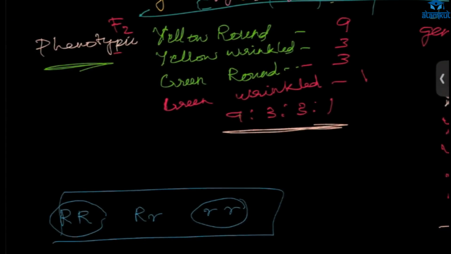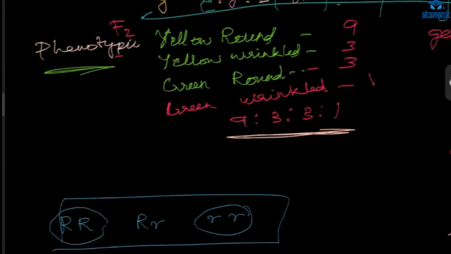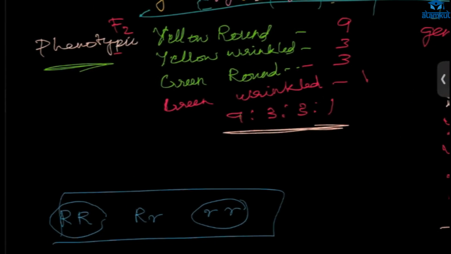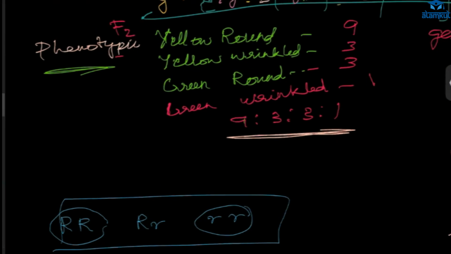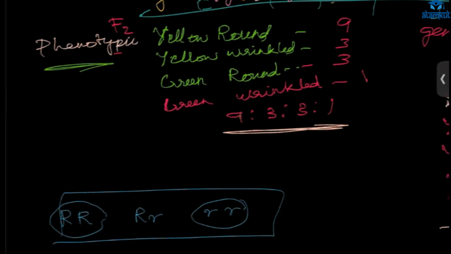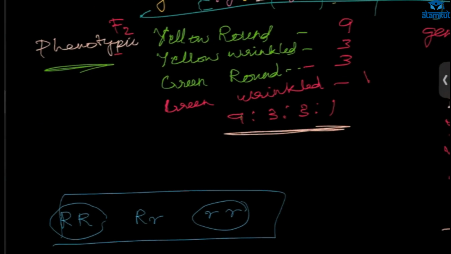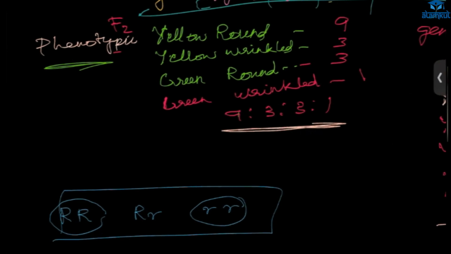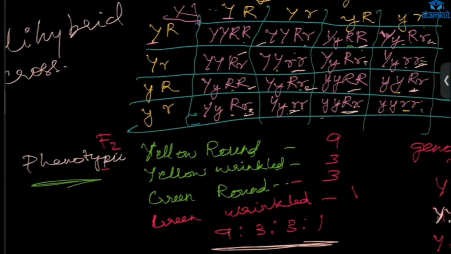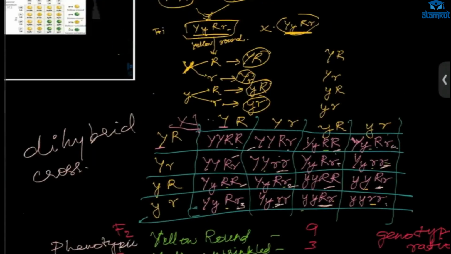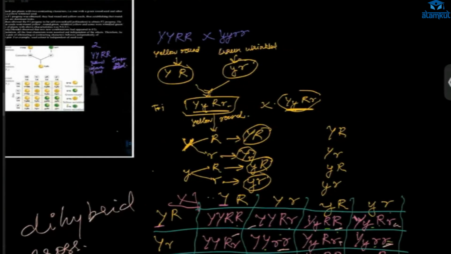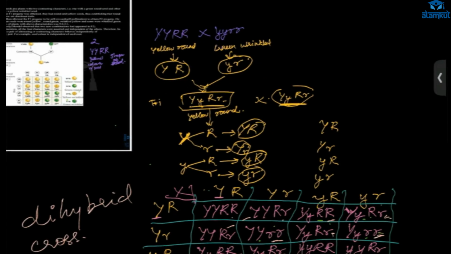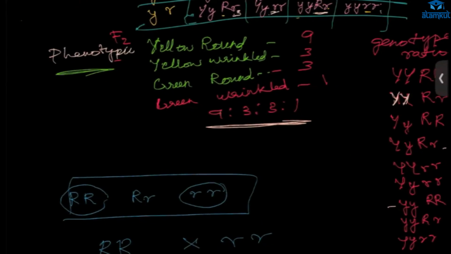I already told you, phenotype is face. Phenotypic face, so you have to see the outer appearance, not the inside part. So what is outer appearance? It will be yellow round, yellow wrinkled, green wrinkled, like that. So 9:3:1. We already found that, right? In the dihybrid cross, both the characters were not dependent upon each other. They were doing their work independently. That was the thing he found.